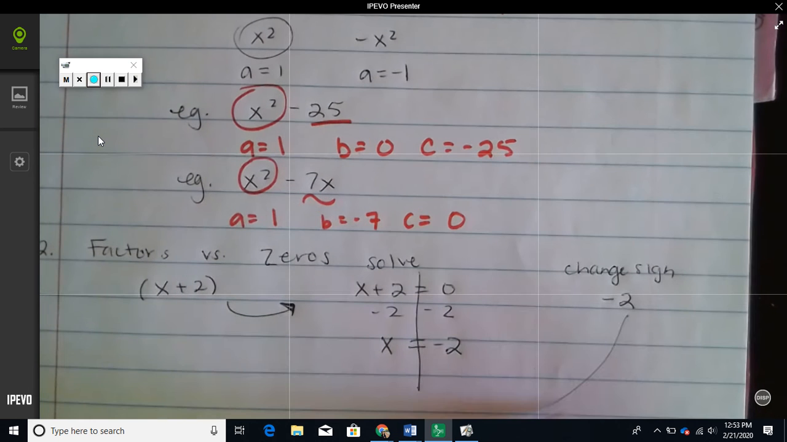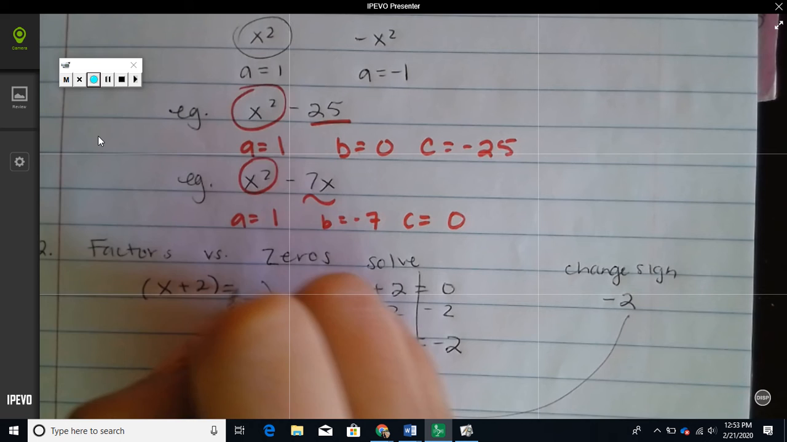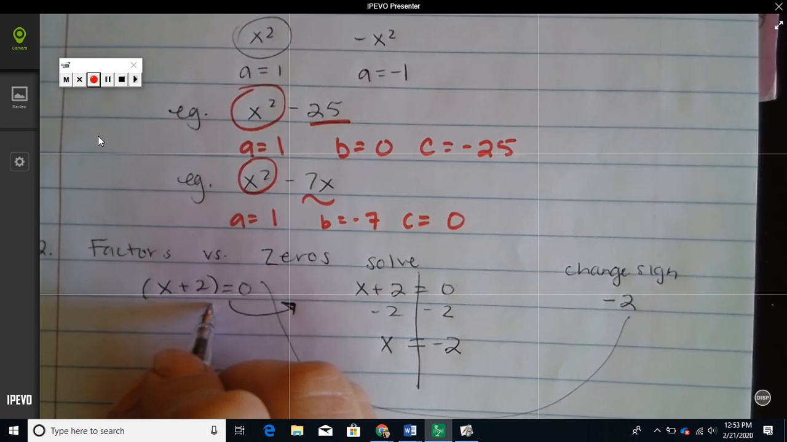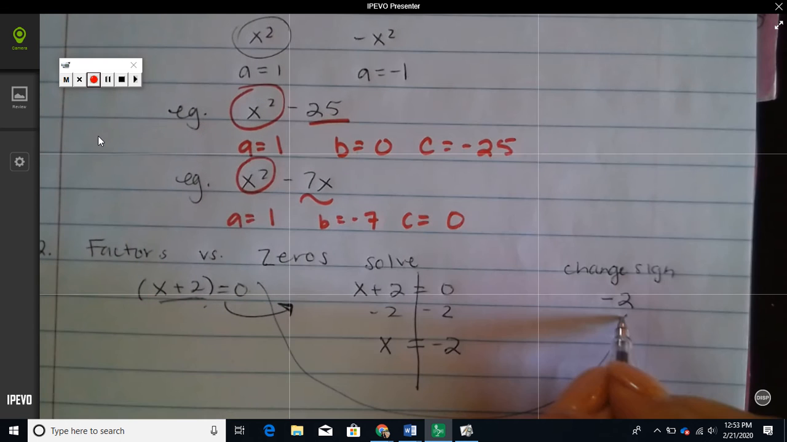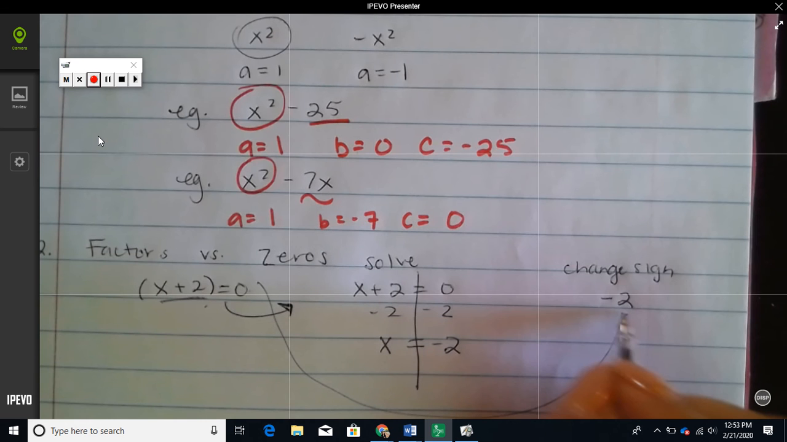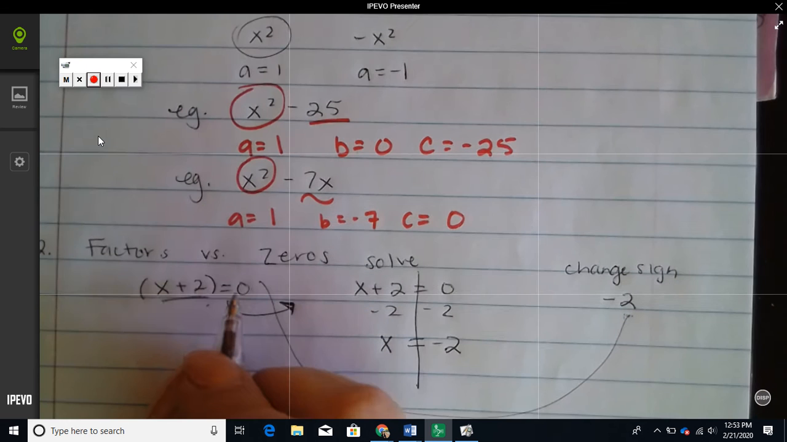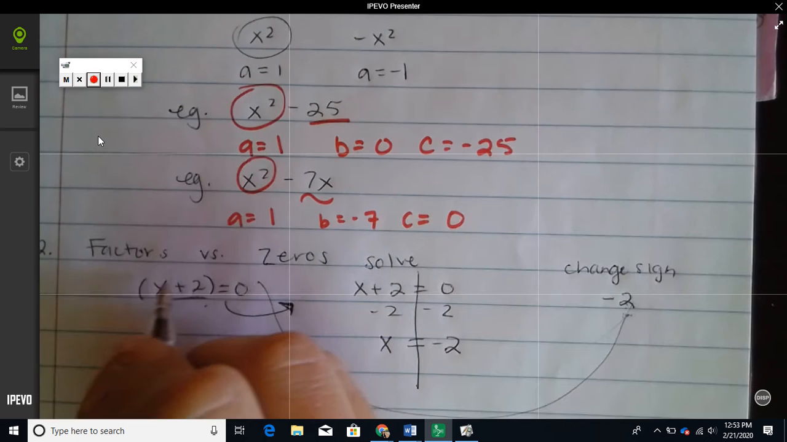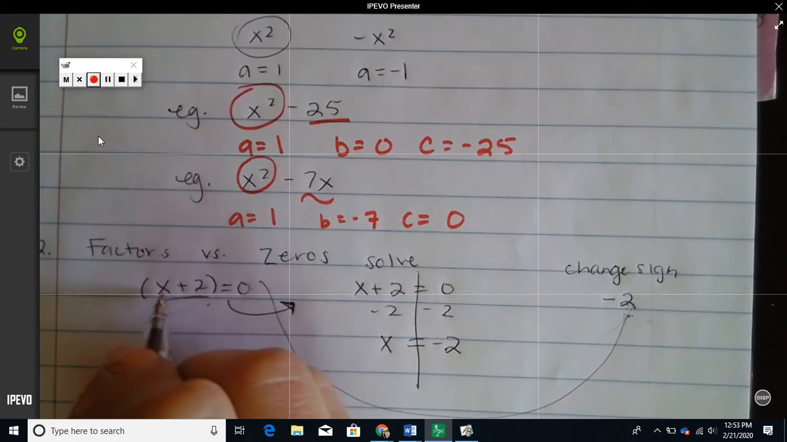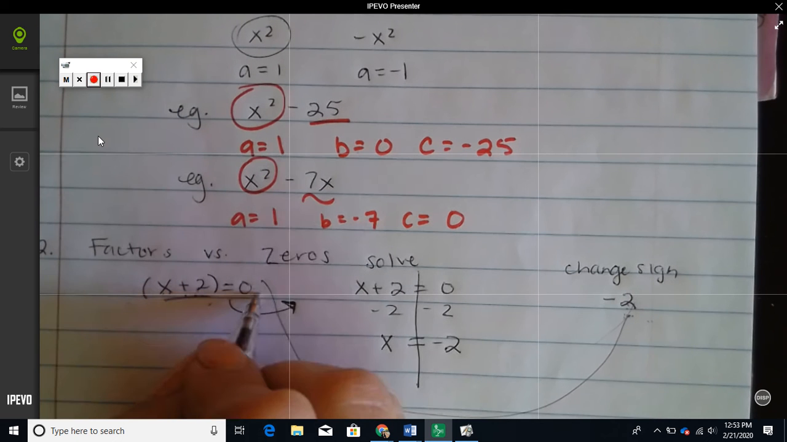When you make this equal to 0, then it's a 0. But just the parentheses without this part is a factor, this is your 0. Okay, because it equals 0. X plus 2 equals 0 when your x is equal to -2. If you put -2 into x, -2 plus 2, that equals 0. So your factor is x plus 2, but the 0 is this.